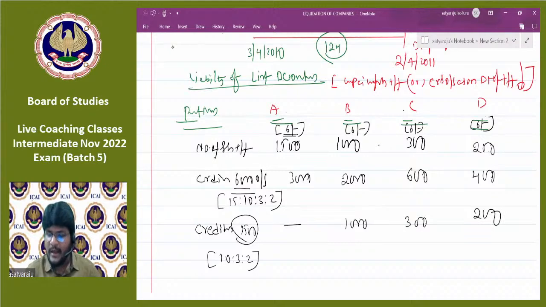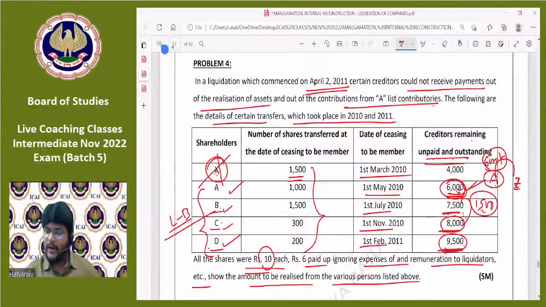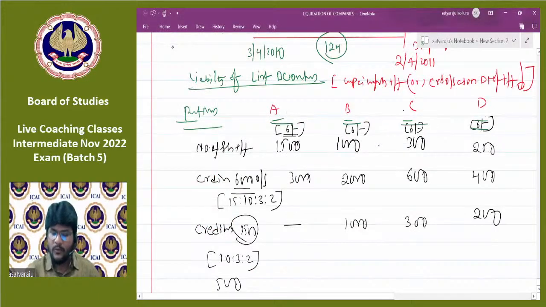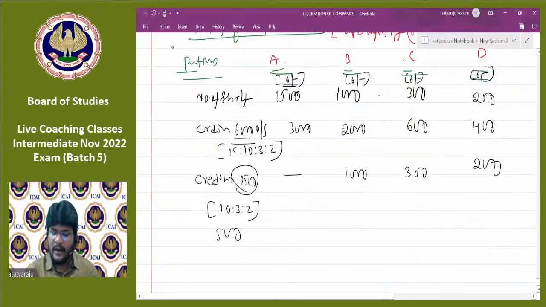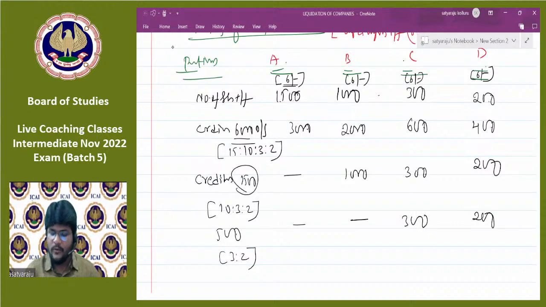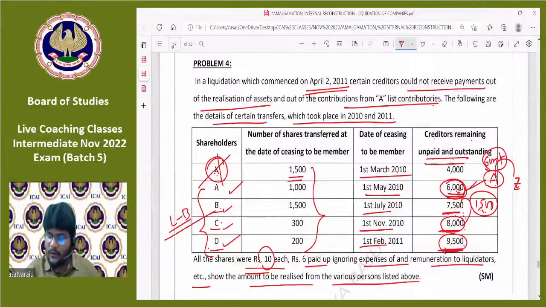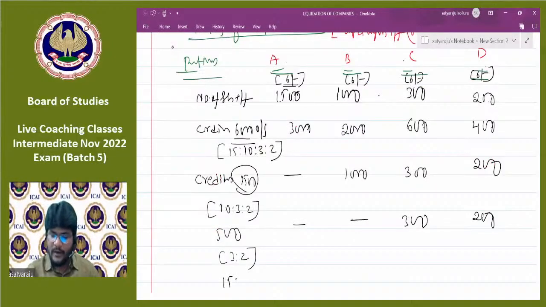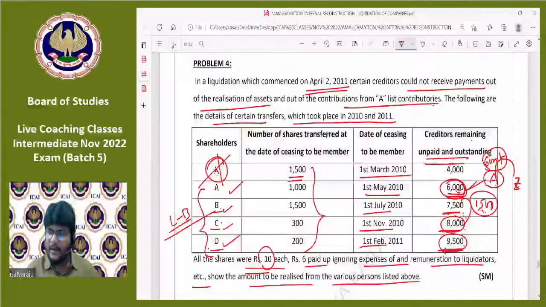Do we agree? Like that, from 7,500 to 8,000, only 500, C and D are responsible. Sir, C and D are responsible means in the ratio 3:2. That is 300, 200, they are responsible. Next, 8,000 to 9,500, for 1,500, only D is responsible. There is no other party because for the excess of 1,500, only D is outstanding. There is no other party.